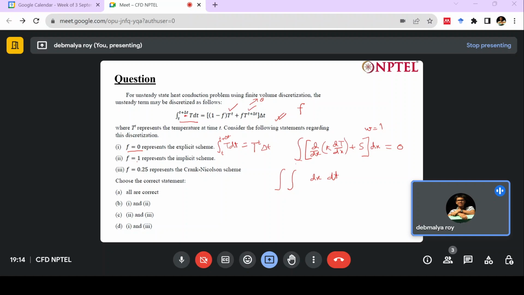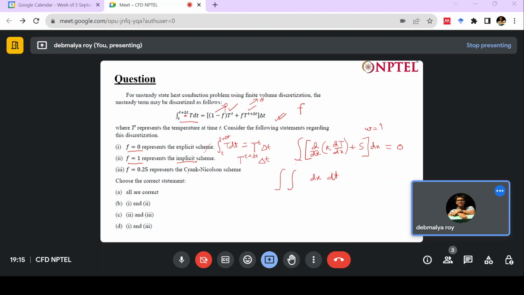F is equal to 1. If you put f equal to 1 here, similarly, we see that the temperature at time t term vanishes, and what we are left with is T at t plus delta t times delta t. So all the importance here is in the next time step. This is an implicit scheme, which is basically the opposite of this. Here, all the values will depend on the next time step, so you will get a coupled set of equations when we are trying to calculate the temperature at the next time step.